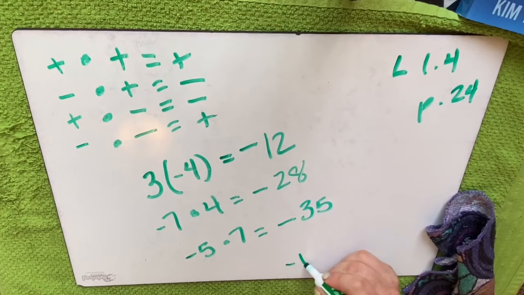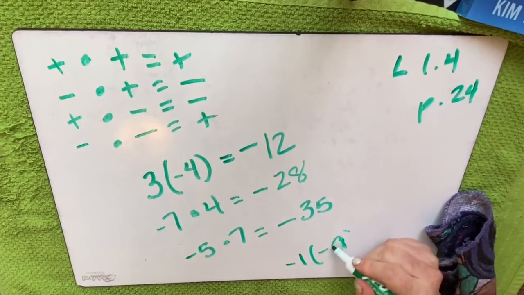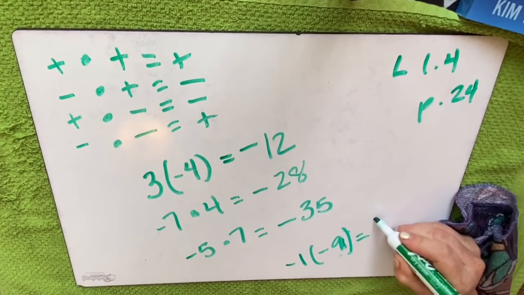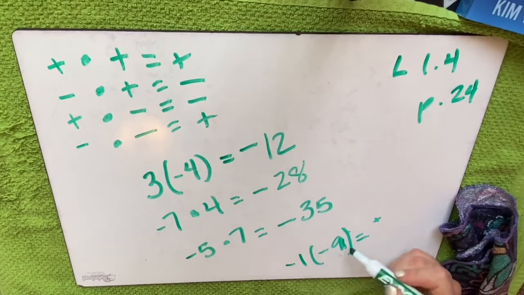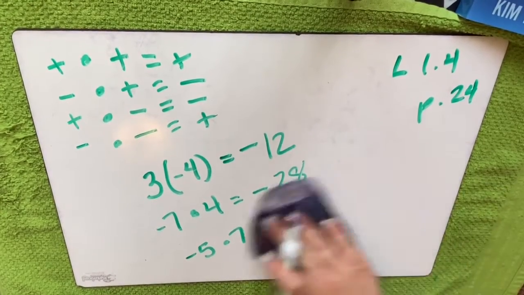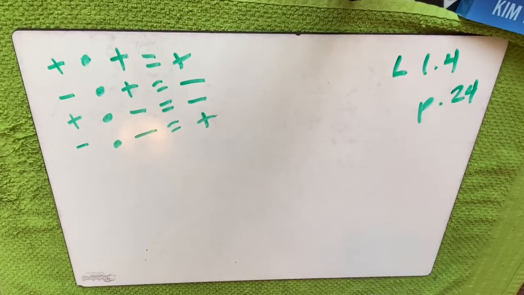Okay, -1 times -9. Oh, not 19. Well, it doesn't matter. Okay, so negative, that means the answer is positive. Okay, so 1 times 9 is 9. So your answer is 9. I always put the little positive sign, but when I grade it, I'm not going to put the little positive sign. We'll just not have a negative. Okay.